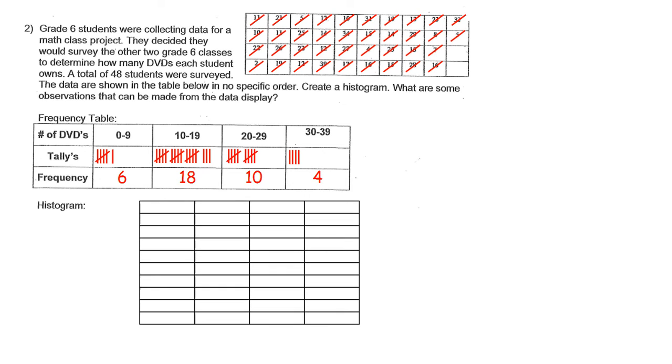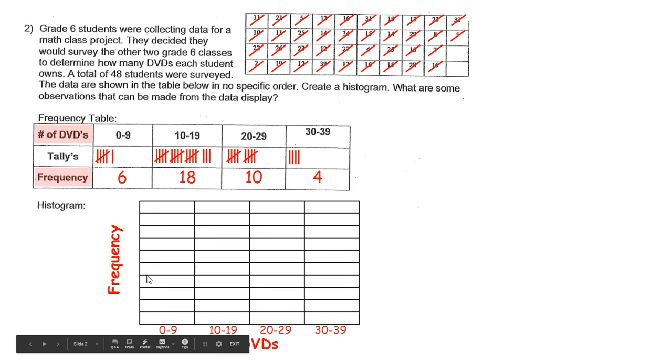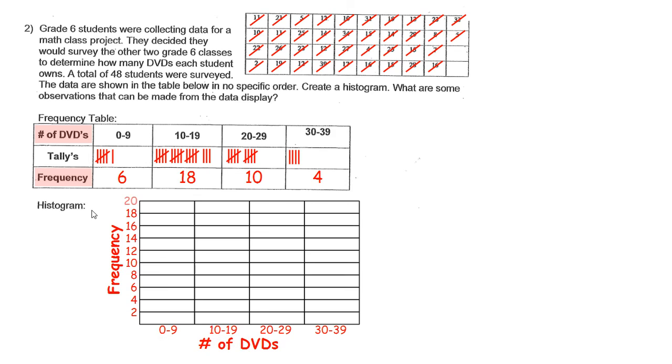So I'm going to label it. The bottom is the number of DVDs, and then the side is always the frequency, how many times it happened. My ranges are 0 to 9, 10 to 19, 20 to 29, and 30 to 39. My ranges went all the way from 4 to 18. So if I counted by ones, I wouldn't make it. So I'm probably going to count by twos, and it works out perfectly.